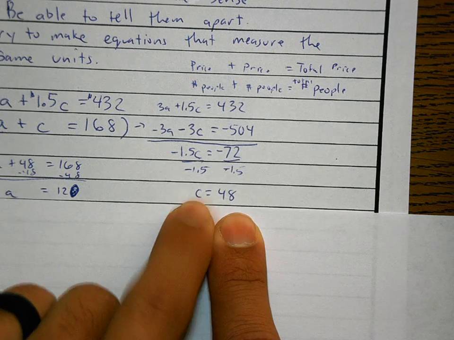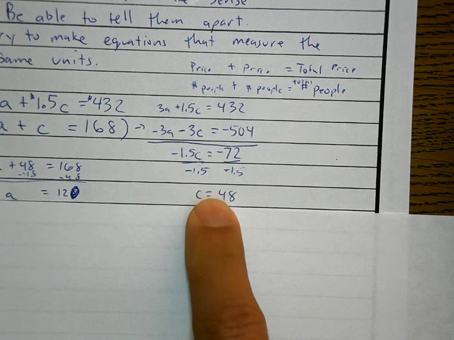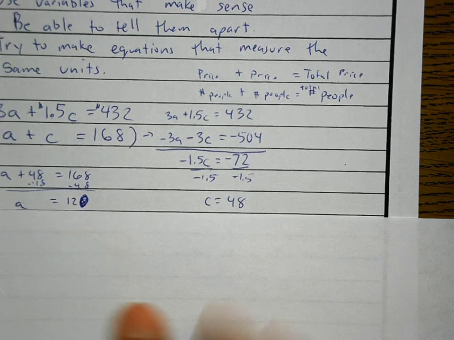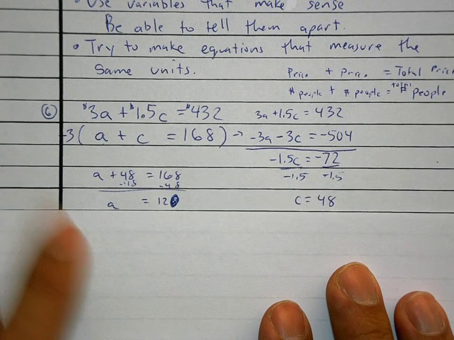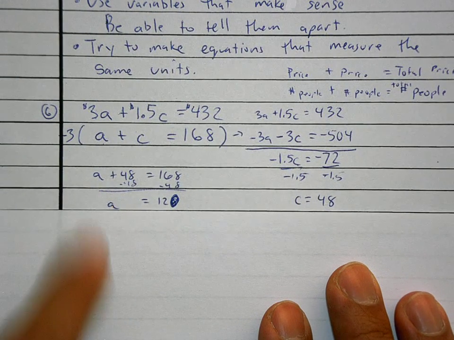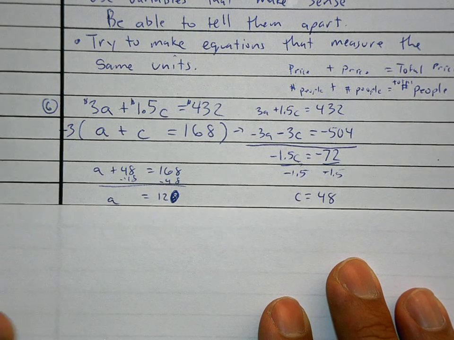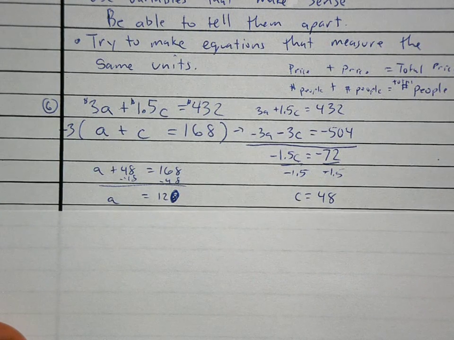So, children's 48. You can plug that back in, probably to this equation, makes it the easiest equation. When you do, you get adults plus 48 equals 168. You can find out the number, when you plug in that children, you can find out the number of adults is 120.